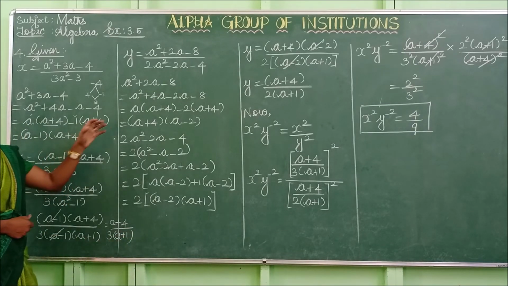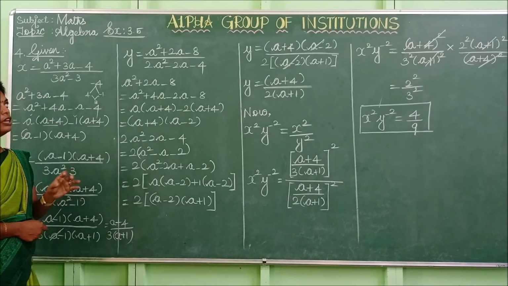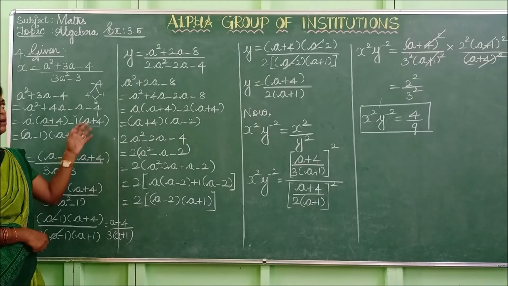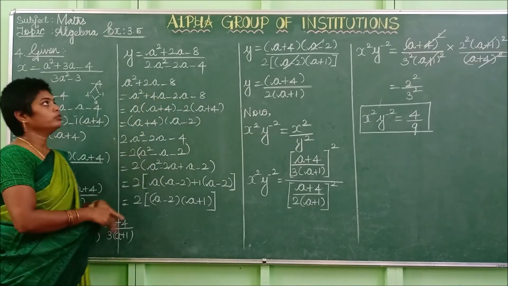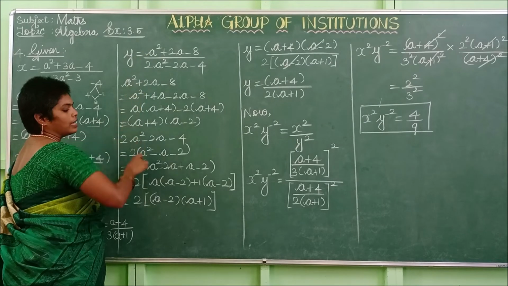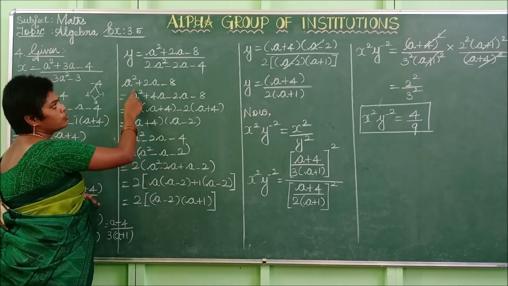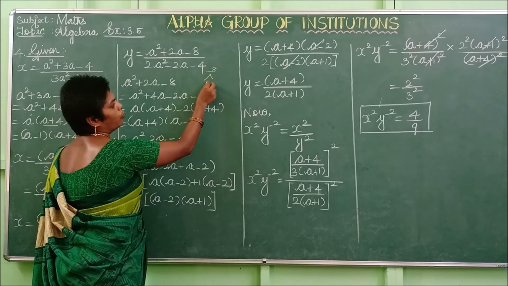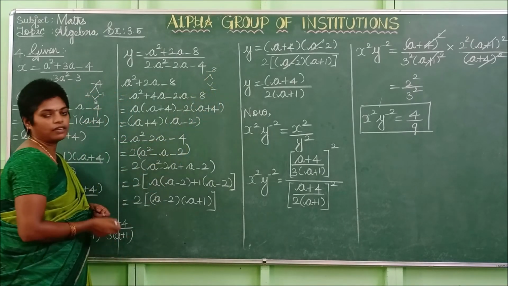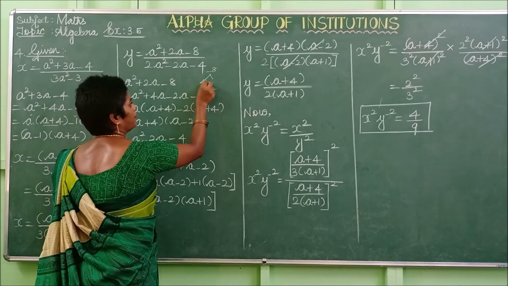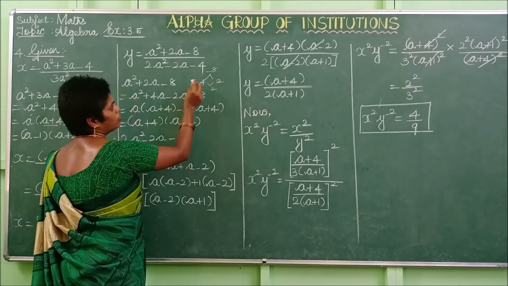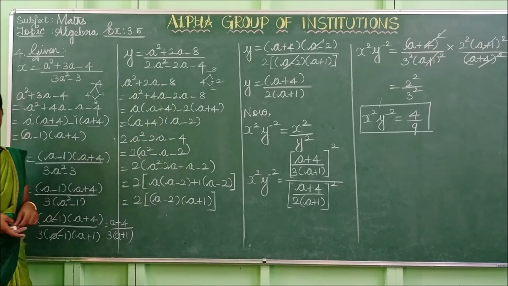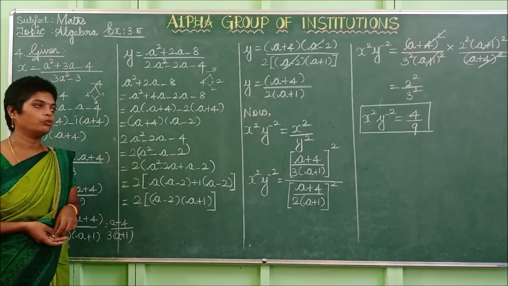Then listen to the y value. What is our y? y is equal to a squared plus 2a minus 8 divided by 2a squared minus 2a minus 4. Now separately take the numerator as well as the denominator and find the factors. If you multiply two numbers, you get minus 8, and if you add them, you get 2. What are those numbers? 4 and 2. You need a positive value, so put the plus sign with 4. 4 into minus 2 is minus 8. 4 minus 2 is 2.